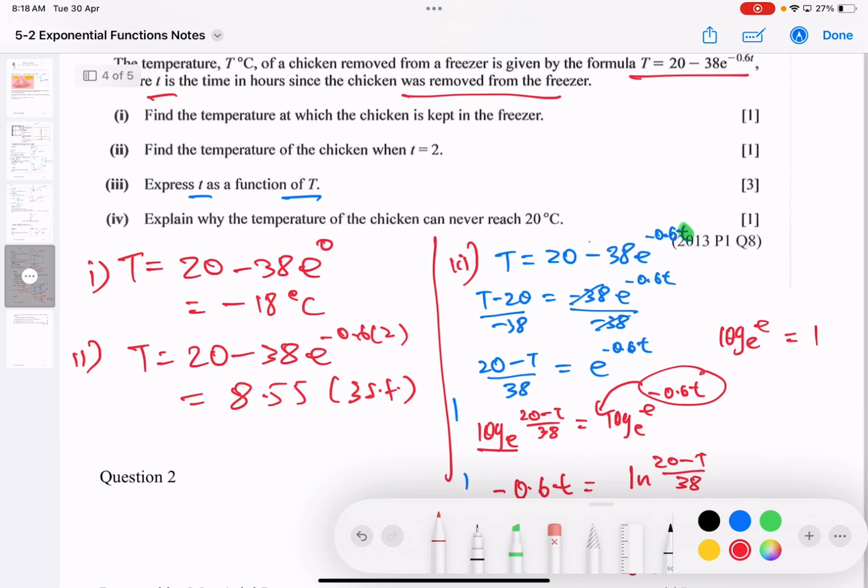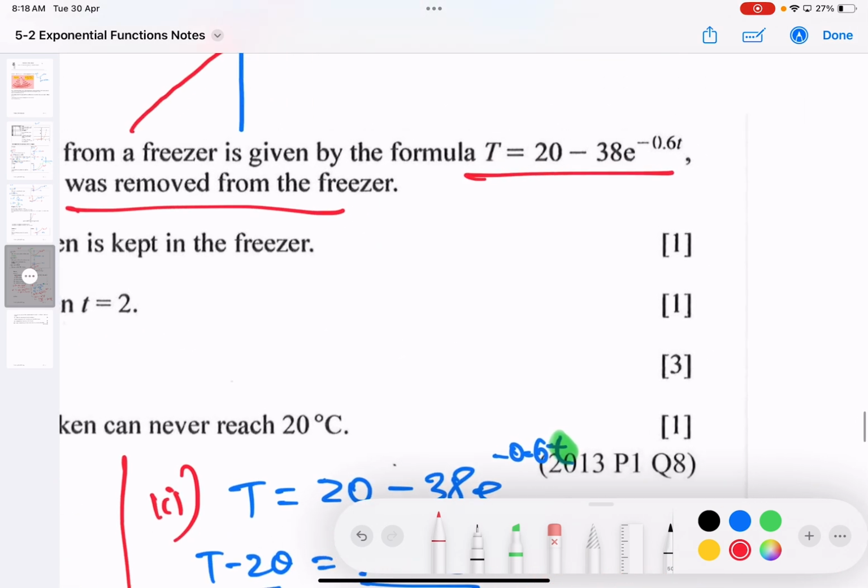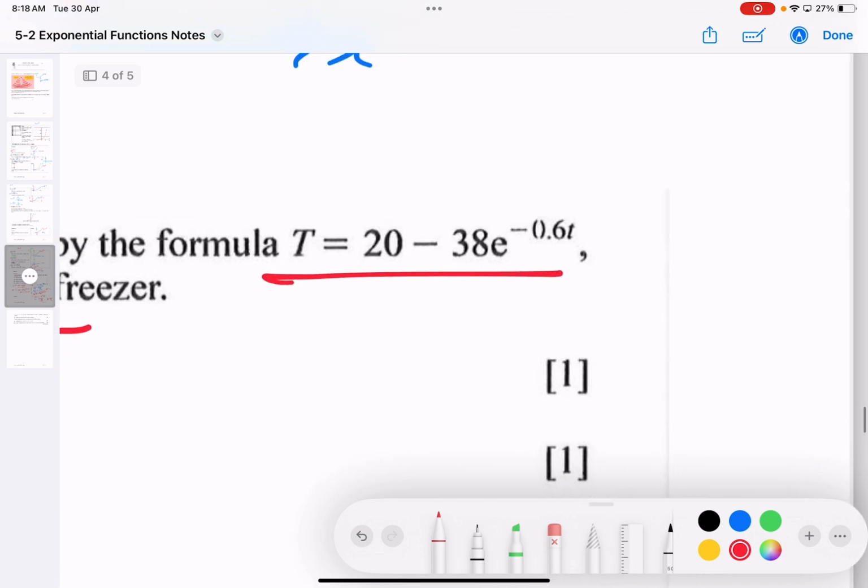Explain why the temperature of the chicken can never reach 20 degrees Celsius. Why? Just look at this formula. For it to reach 20 degrees Celsius, it requires this whole thing to become 0. But can this become 0? Why cannot become 0? Of course, I say like that, you are sure it can't, but why?